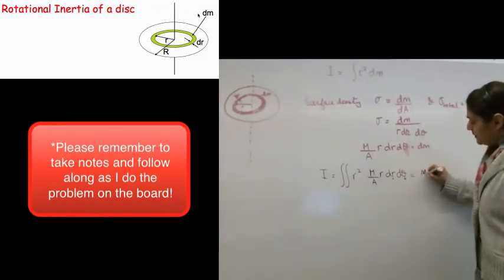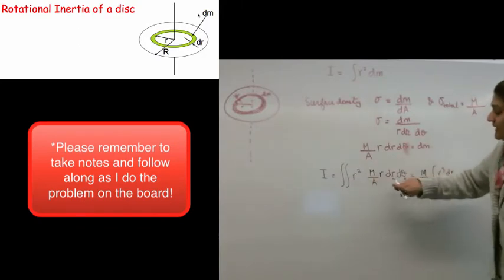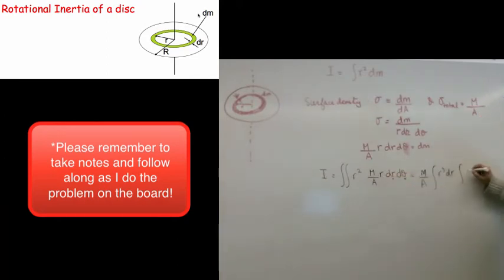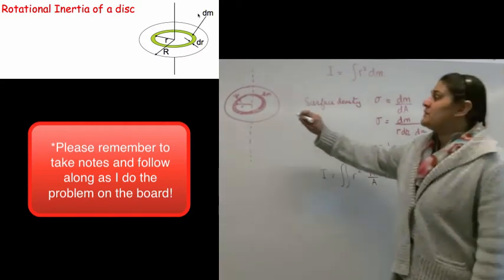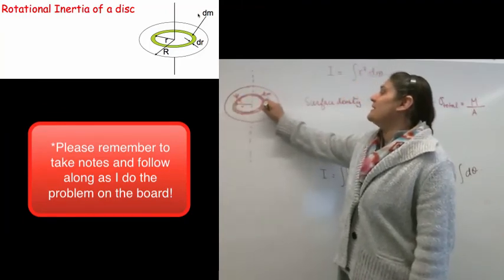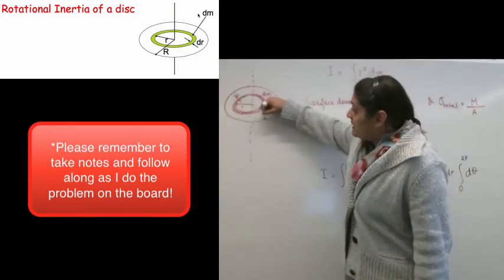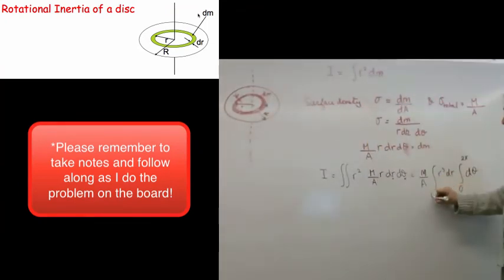So m over A is a constant, which can easily be taken out. The first integration will be r cubed, combining these two, dr. Note d theta is independent of r, so I can simply do d theta here. For the limits of integration of d theta, if I start from this point, walk all the way around and come back to the same point, this will be from 0 to 2 pi. What about for r? If capital R is my big radius, then the limits of integration will be from 0 to capital R. Correct? Good.